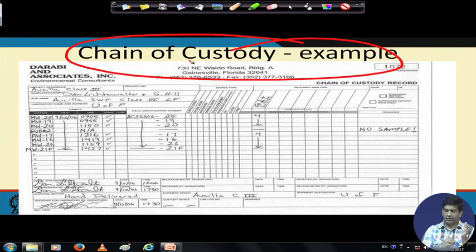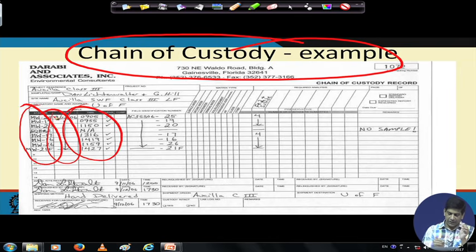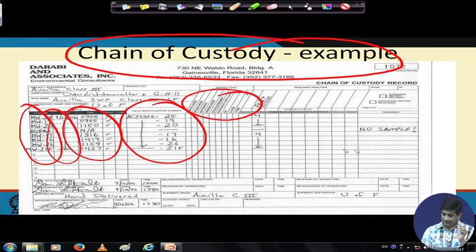But the other things that we talked about are more important than this. But this is also an important component, where basically you need to track the sample. When the sample was collected, there is a sample ID, at what time it was collected, any field identification number, where it got collected, and what different parameters we want to analyze it for.